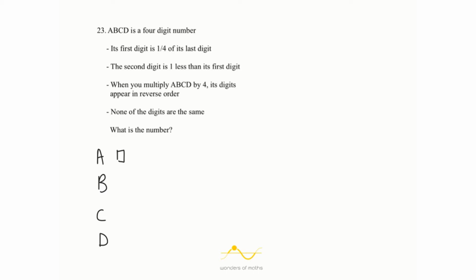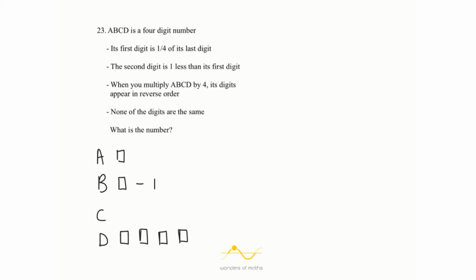The first prompt is that the first digit is a quarter of its last digit. This means that D must be 4 times A, so we can assign 4 blocks to D. Another key piece of information is that the second digit is 1 less than the first one, meaning that B is block minus 1. We have no information for digit C, so let's leave that blank for now. And finally, when ABCD is multiplied by 4, the answer is DCBA.